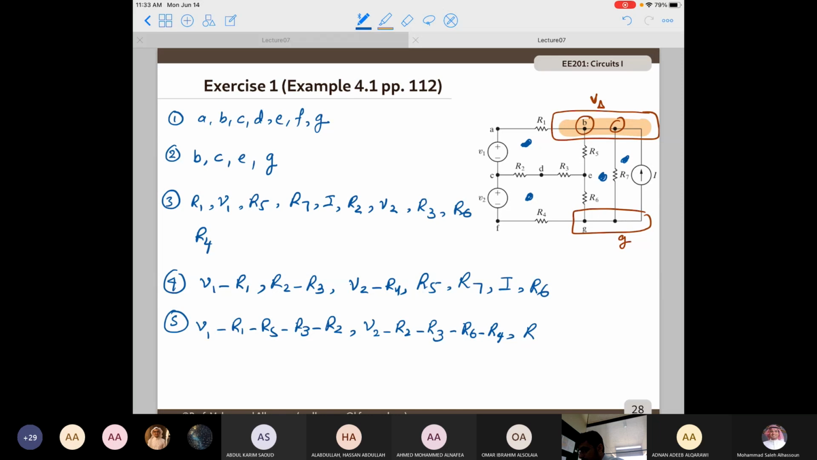So the third one is R6, R5, R7, and the last one is R7. Of course, there are four meshes, but the number of loops is greater than 4.